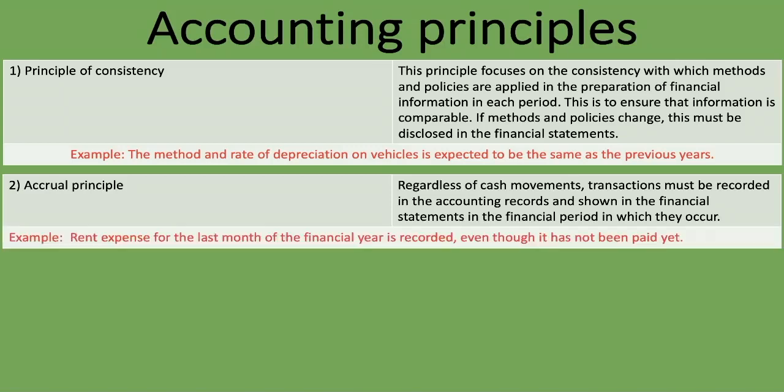An example here is the rent expense for the last month of the financial year is recorded even though it has not been paid yet. So if a company has incurred rent expense, it must record this expense even though the money may not have been paid yet. So that's what we mean by saying regardless of cash movements. As long as an expense has been incurred or an income has been earned, even though we have not received the money, it must be accounted for and it must be recorded.